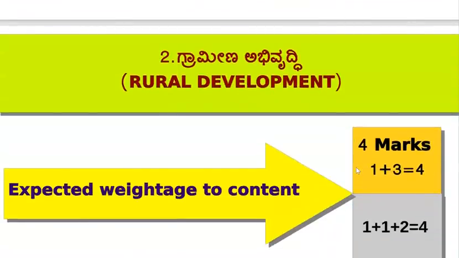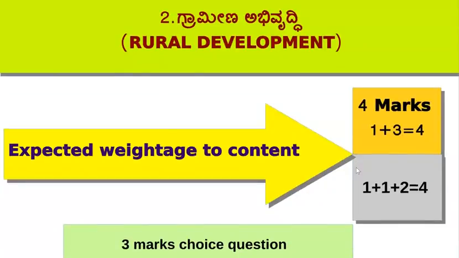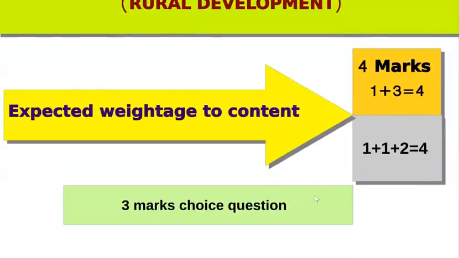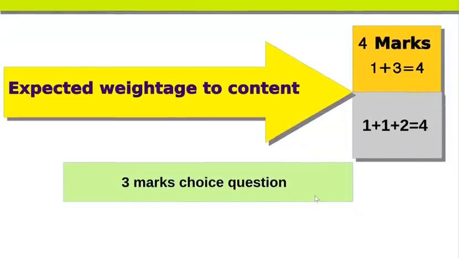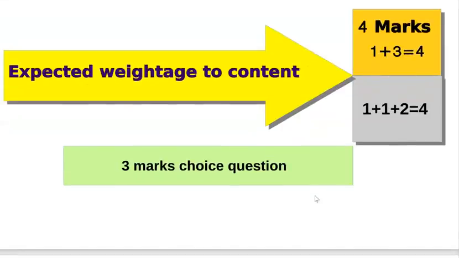Next, rural development. From this chapter, you can expect 4 marks. The questions can be asked in this form: 1 mark 1 question, 3 mark 1 question, altogether 4 marks. If not, 1 mark 2 questions, 2 mark 1 question, altogether 4 marks. And in case any 3 mark question comes from this chapter, then it can be asked under the choice category.